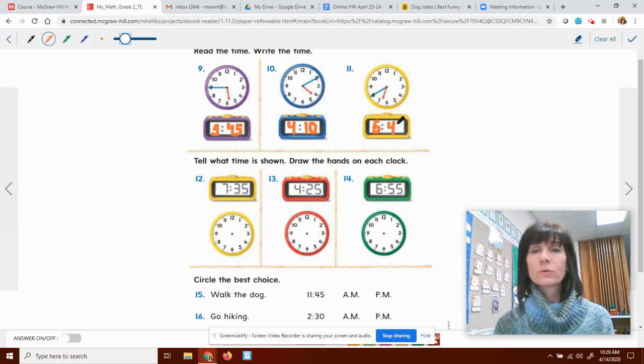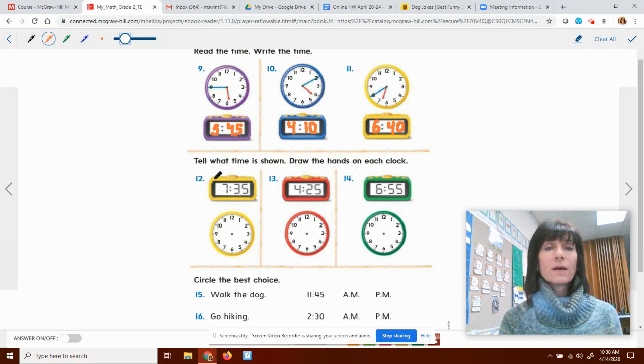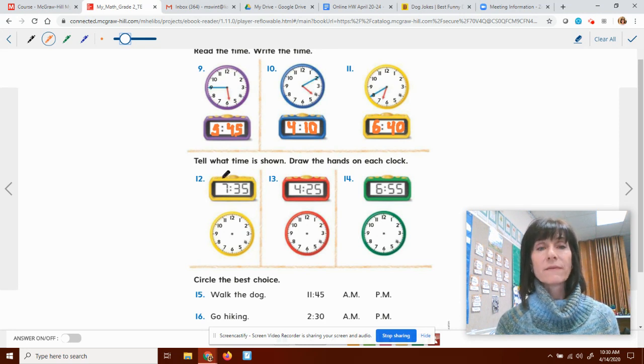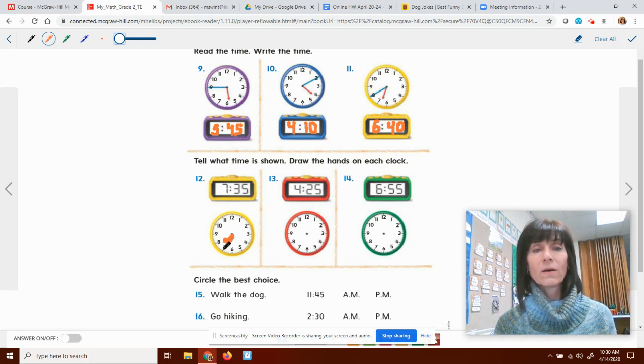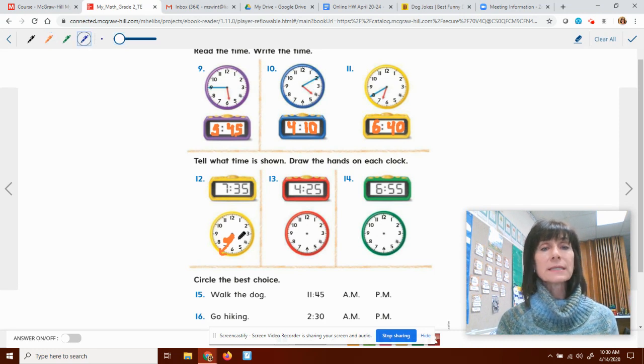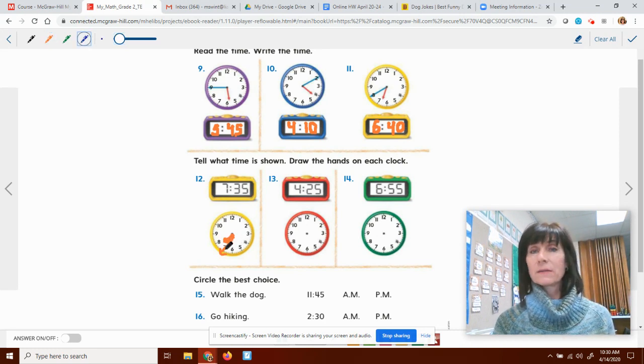Tell what time is shown on the clocks, and then draw the hands. On my digital clock, it says 7:35. So I know my hour is between the 7 and the 8. Looks like we better make that a little thinner. And then my minutes is 35. That's going to be almost the easier one, because the minute hand will be on the 7, because I know at the 6 it's 30. 5 more minutes would be at the 7.